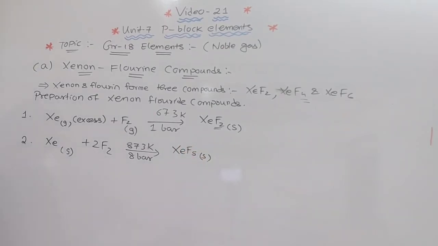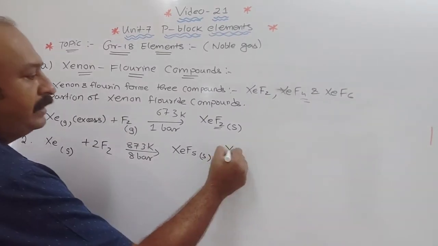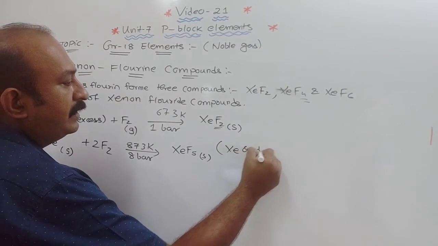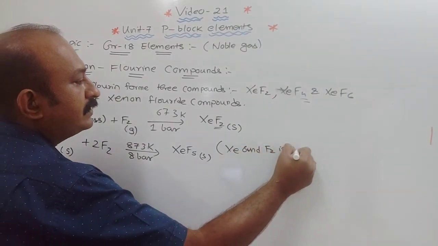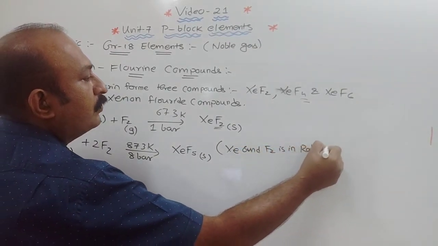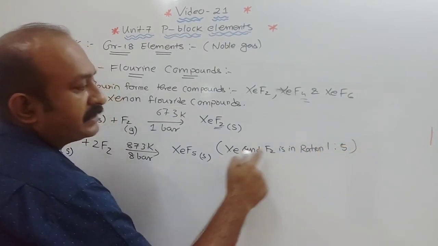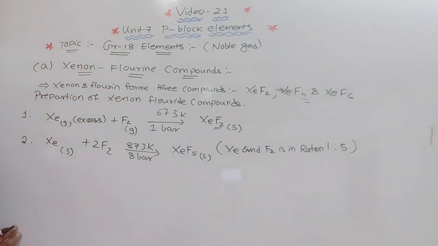Now in this you have to remember that Xe and F2 are in the ratio 1:5, meaning 1 part xenon and 5 parts fluorine must be there. Understood? Then the third preparation.